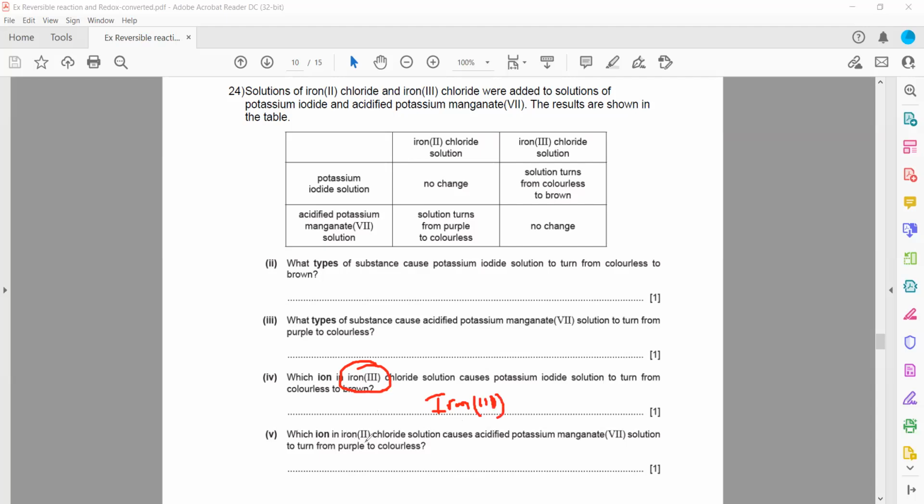And same thing, which ion in iron 2 chloride causes the potassium manganate Mn7, which is purple, to turn colorless? So iron 2 ion is causing that change from purple to colorless because Mn7 will gain electrons and iron 2 will lose electrons.